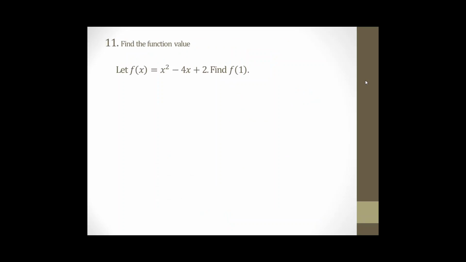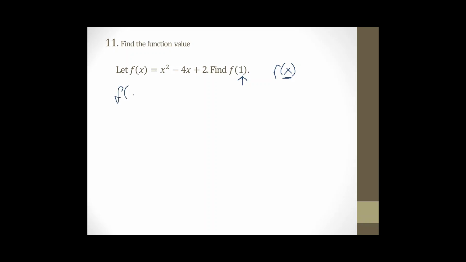Question 11. Find the function value. Let f of x equal x squared minus 4x plus 2, and we are asked to find f of 1. As you notice, usually it says f of x, so this means whatever is in here, in this case 1, has to be replaced for every x in the function.